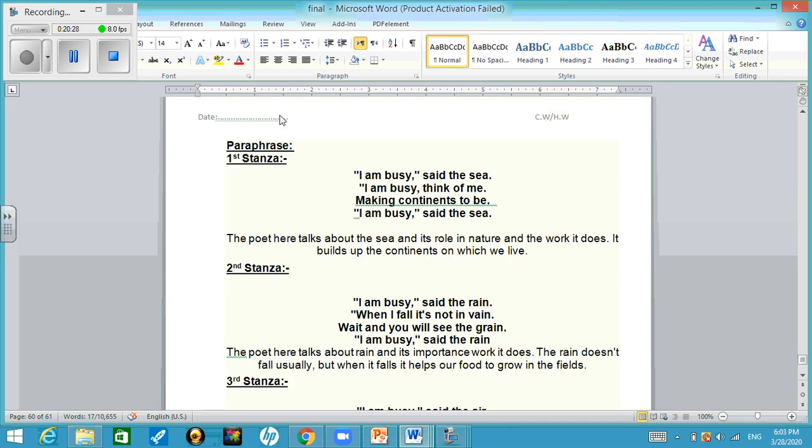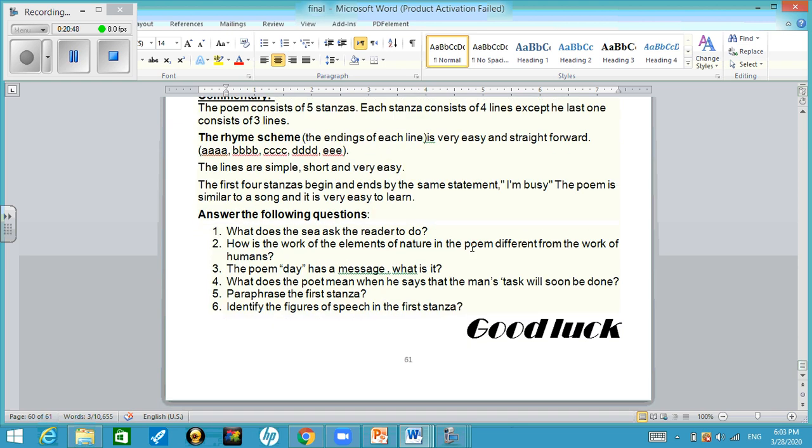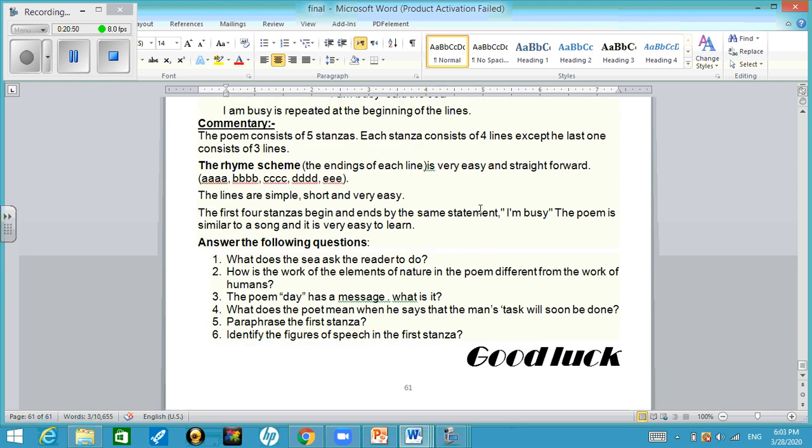Okay, so let's move to the first stanza. I'm busy, said the sea. I'm busy, think of me. Making continents to be, I'm busy, said the sea. So what did the sea ask the people to do? It asked the people to think of it. It's making continents, so it asked the people to think of it. Number two, how is the work of the elements of nature in the poem different from the work of humans?